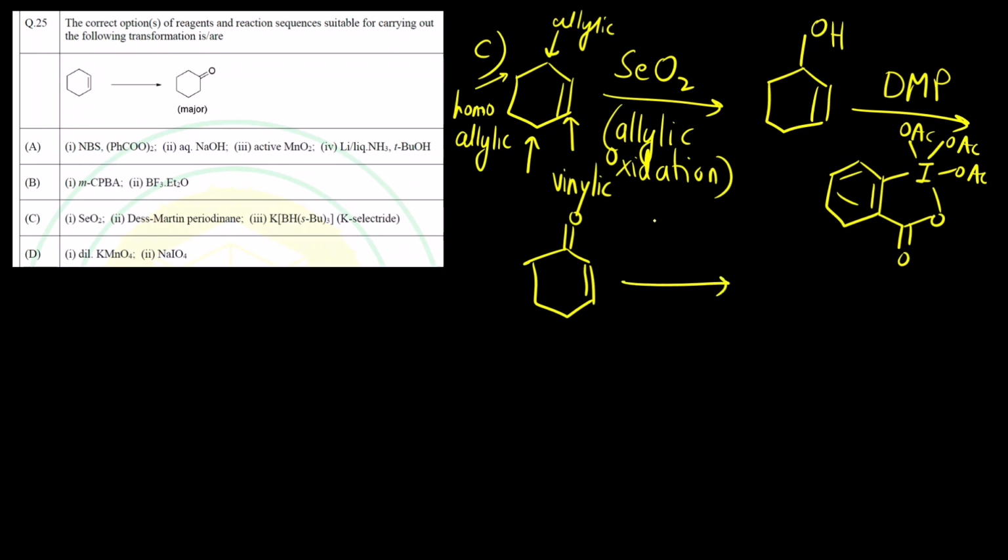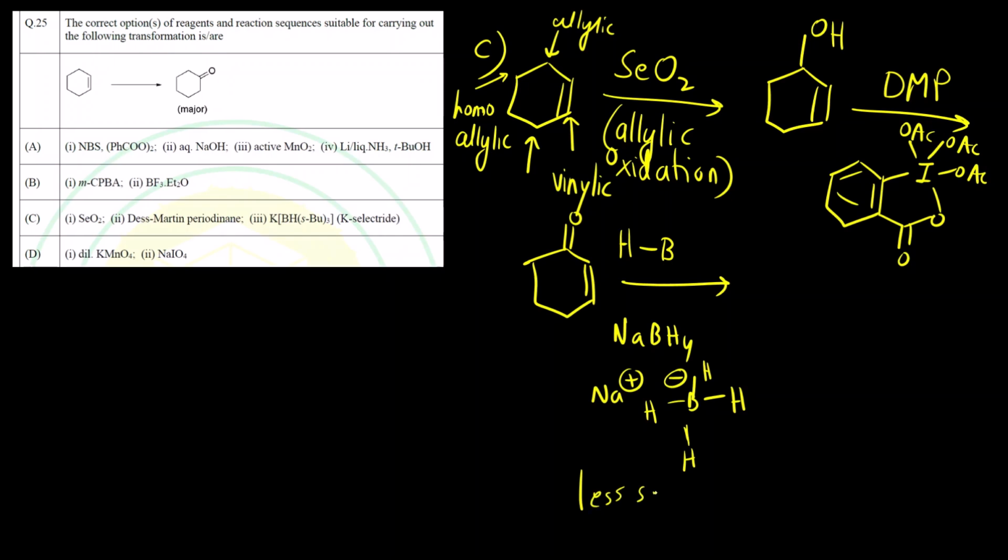And the last step is they've used K-selectride. What is selectride? Basically, it is a derivative of, just like NaBH4. NaBH4 has Na plus and boron has 4 hydrogen atoms. It is a stronger reducing agent. So it is more reactive and it will be less selective. Less selective means it can reduce anything. Okay, sodium borohydride.